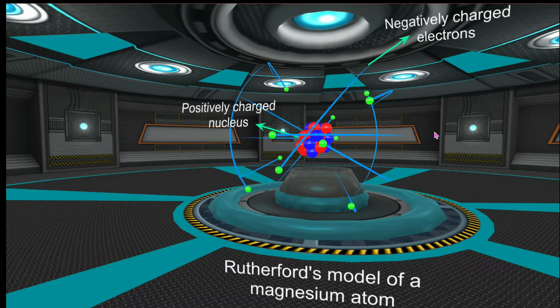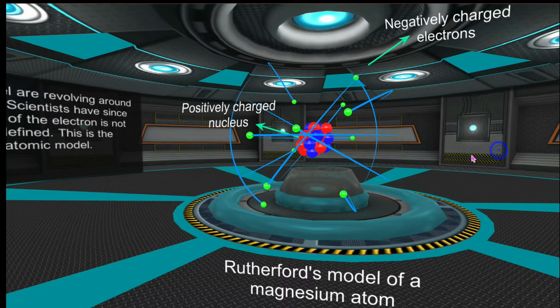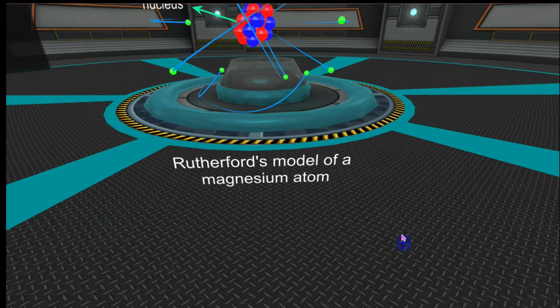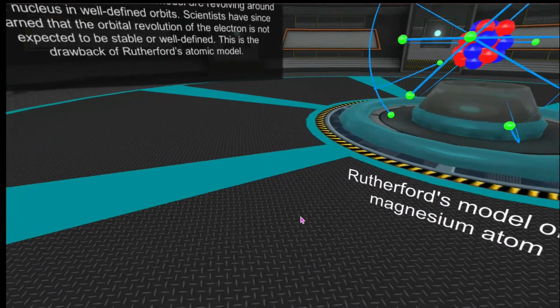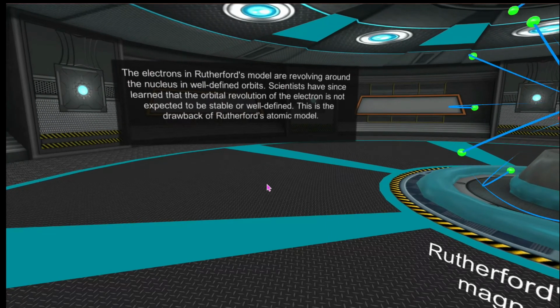The electrons in Rutherford's model are revolving around the nucleus in well-defined orbits. Scientists have since learned that the orbital revolution of the electron is not expected to be stable or well-defined. This is the drawback of Rutherford's atomic model.